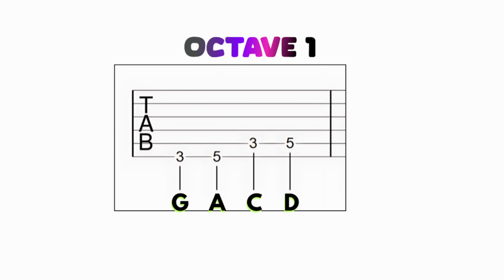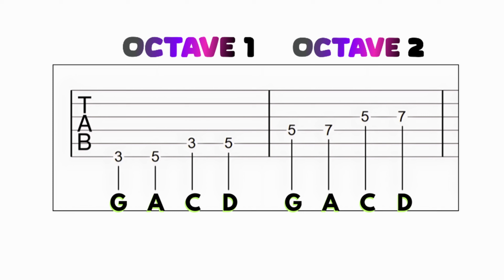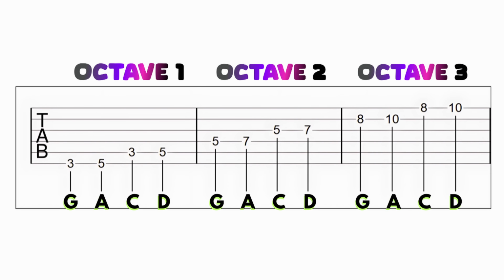Let's start with 4 notes in the first octave. And here are the same 4 notes in octave 2. Do you hear how they sound the same, just brighter each time? And here's octave 3. Same 4 notes, but again higher. By the end of the step, you already have the foundation for your first song part.